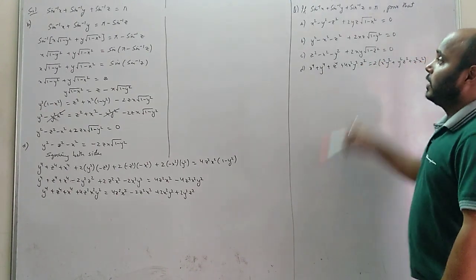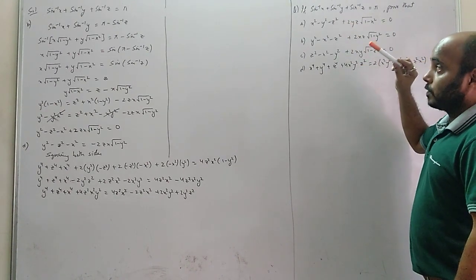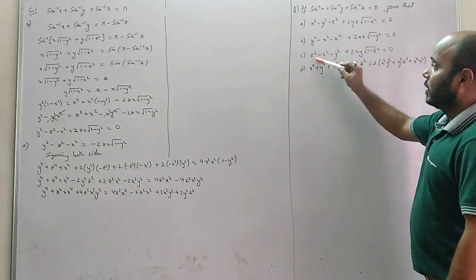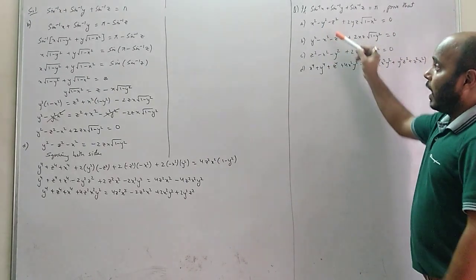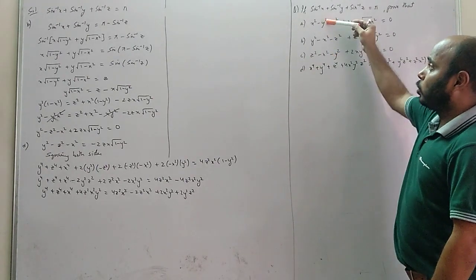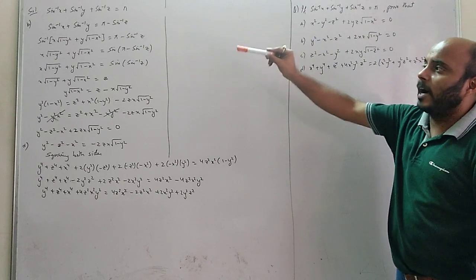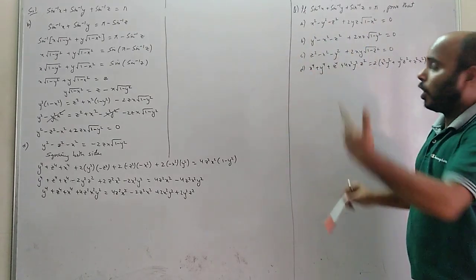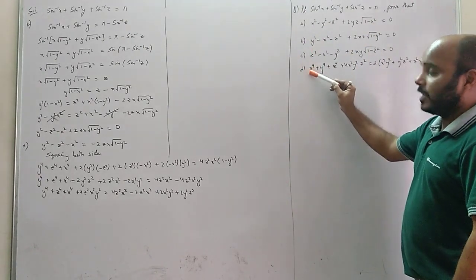Now see, there are total 4 questions. These 3 have the same thinking process, and from these 3 we will get this one. So out of these 3 I am solving only the B part here. A and C are your job. From B I will get this.